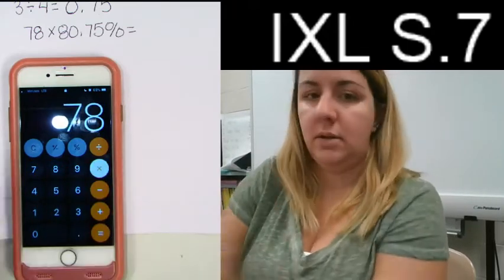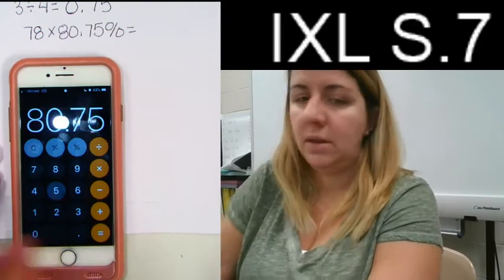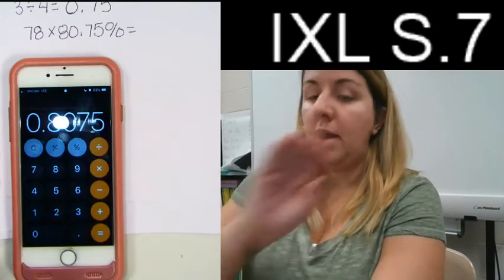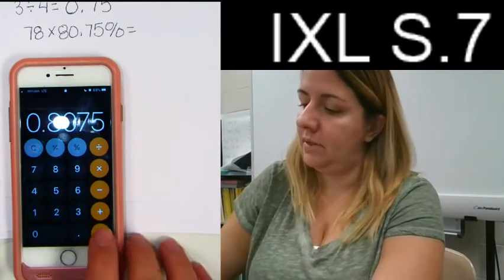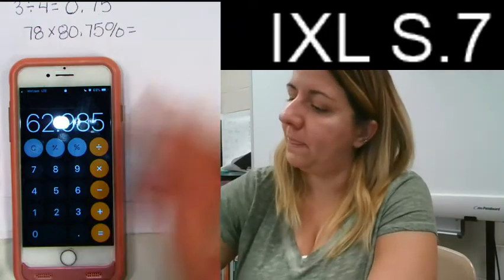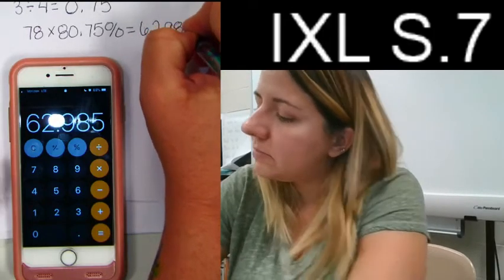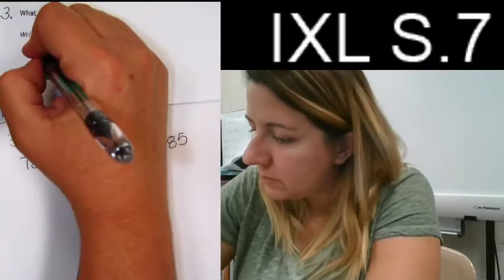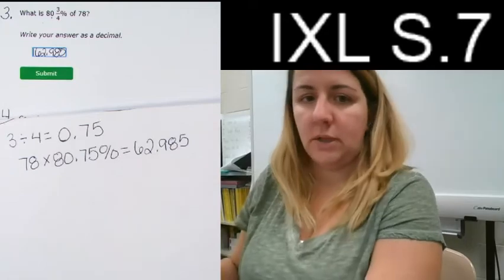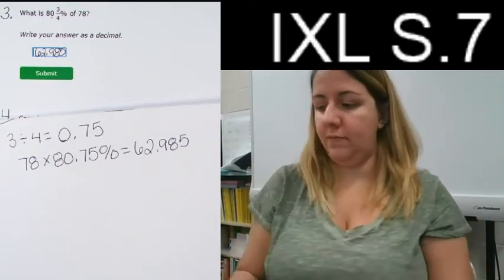$78 times 80.75% equals 62.985. Okay. We'll do 2 more together and then you're on your own.